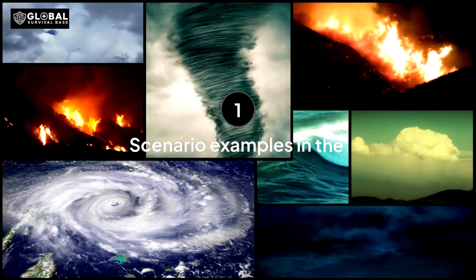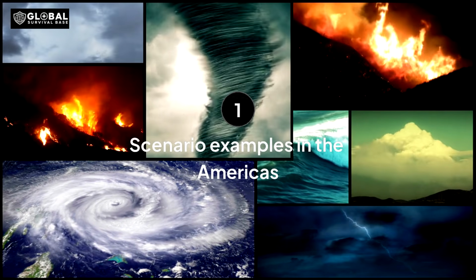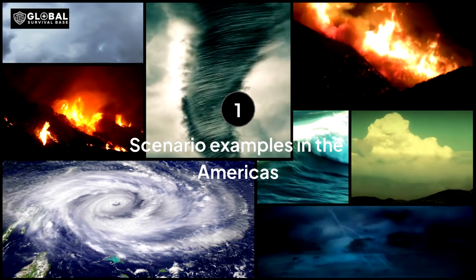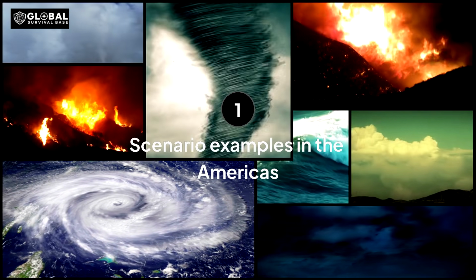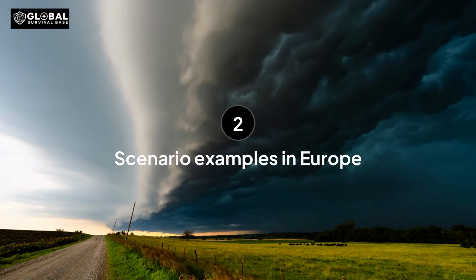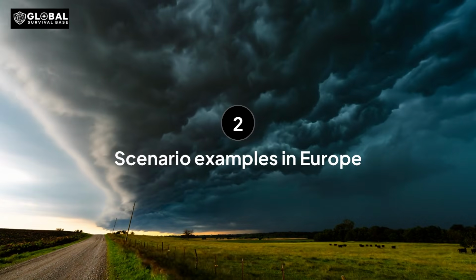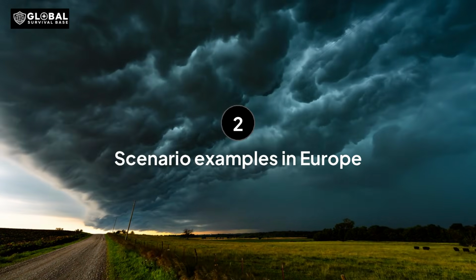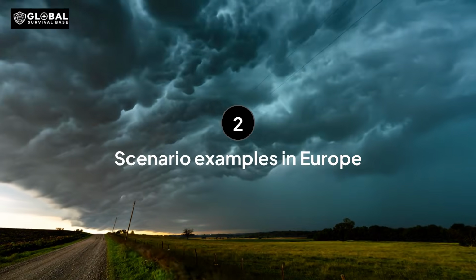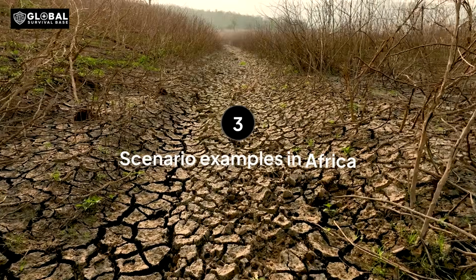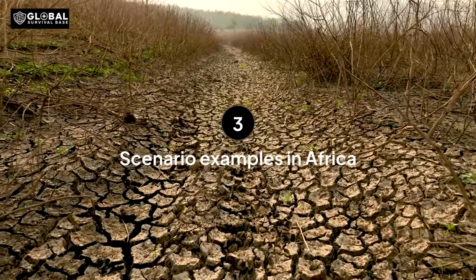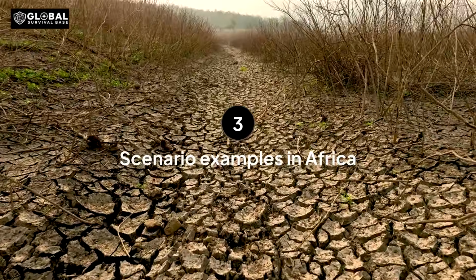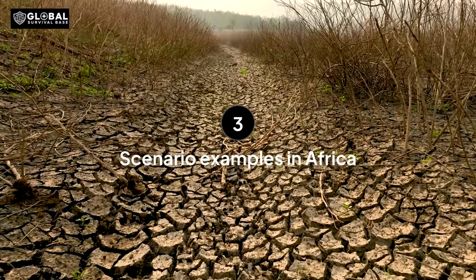For example, a scenario in the Americas may examine hurricanes, wildfires, earthquakes, grid disruptions, or transportation interruptions. A scenario in Europe may explore extreme weather, energy insecurity, regional conflict, or interconnected infrastructure failure. Scenarios involving Africa may examine drought, flooding, food system pressures, disease outbreaks, or limited infrastructure resilience.